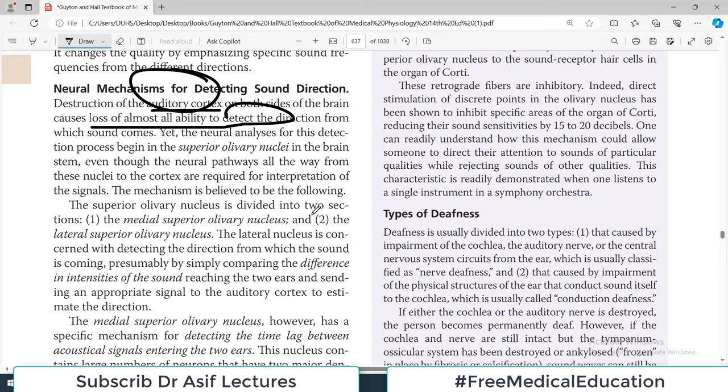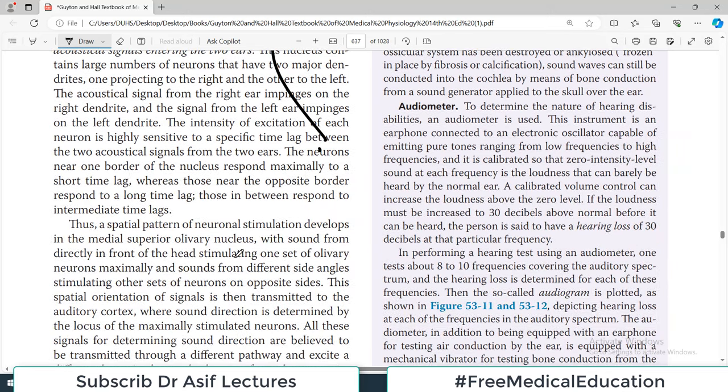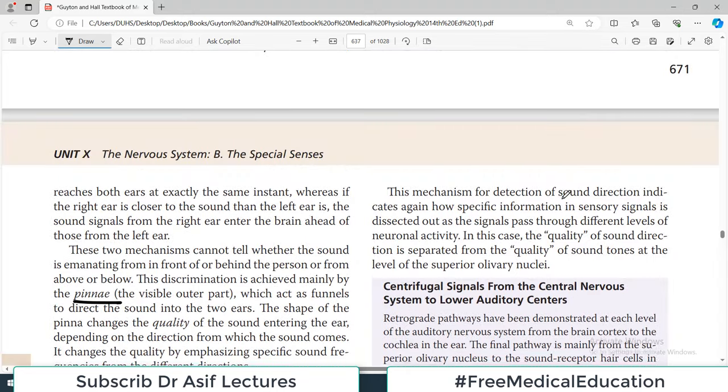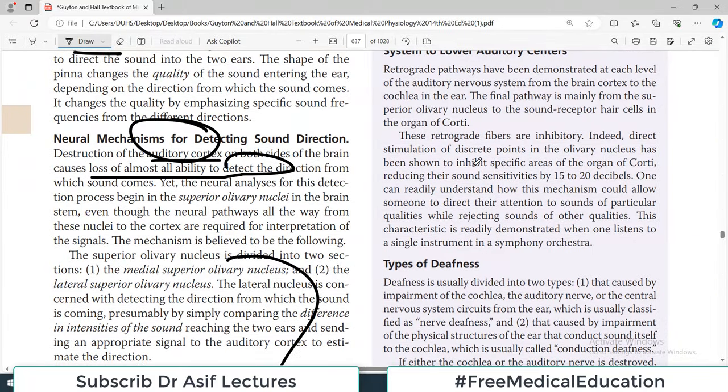The superior auditory nucleus is divided into two, all hypotheses. It's believed to be the following. We don't know. We don't know how does it work. Okay, so you don't have to worry about this paragraph as well. There's a special pattern of neuronal stimulation develops in the medial superior auditory nucleus with sound that, no, again, we're gonna leave this one, okay? So sound has a direction. We know that. And that's all these paragraphs are saying.